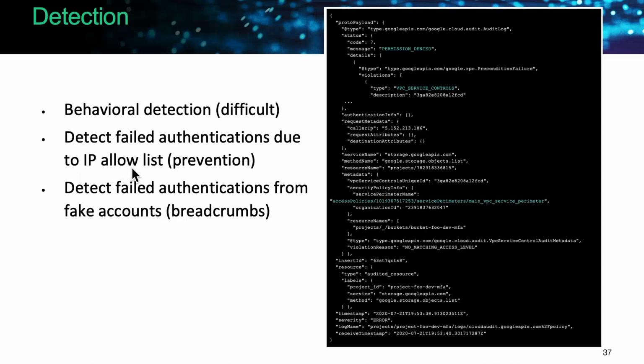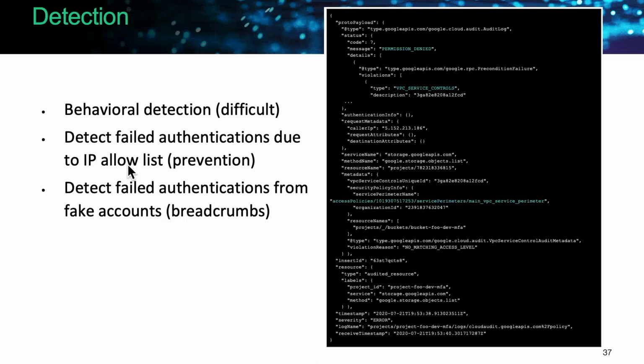One is to really work hard to use IP allow lists in the prevention stage. If you do, then you could set up detections against failures in authentication from IPs that aren't in that list. So any failures due to the IP allow list could be good indicators of credential compromise. There is a chance, of course, of false positives. It depends on your user base and your ability to maintain the IP allow list.